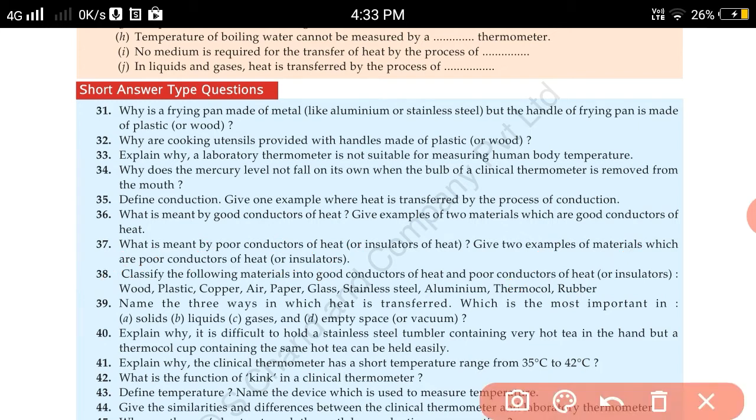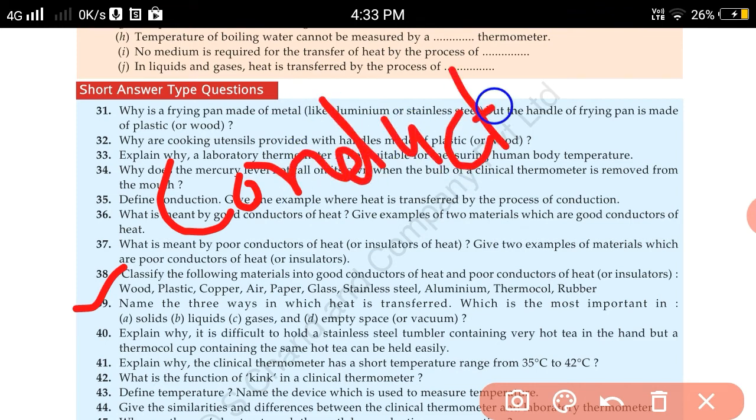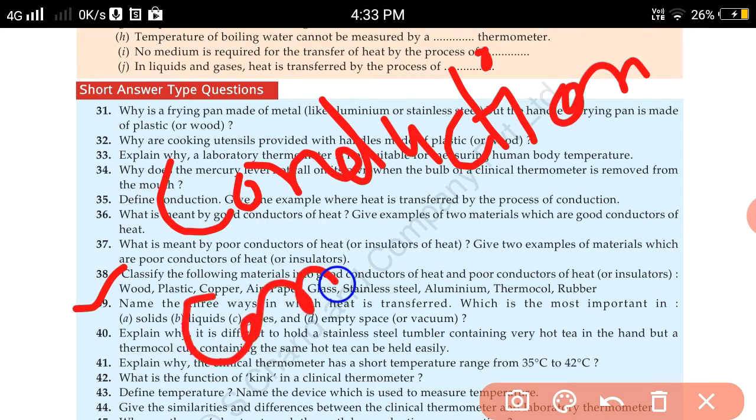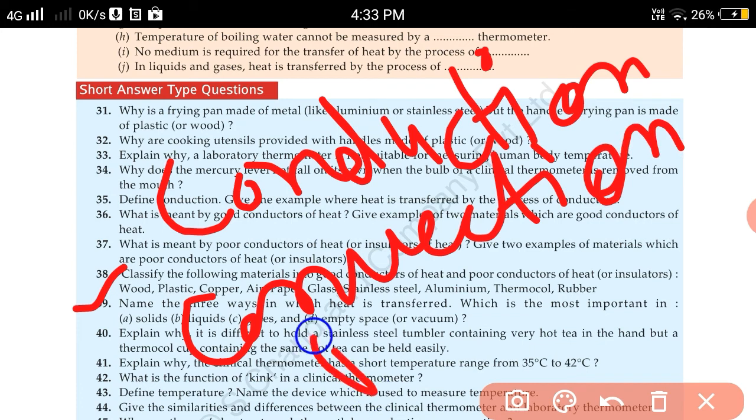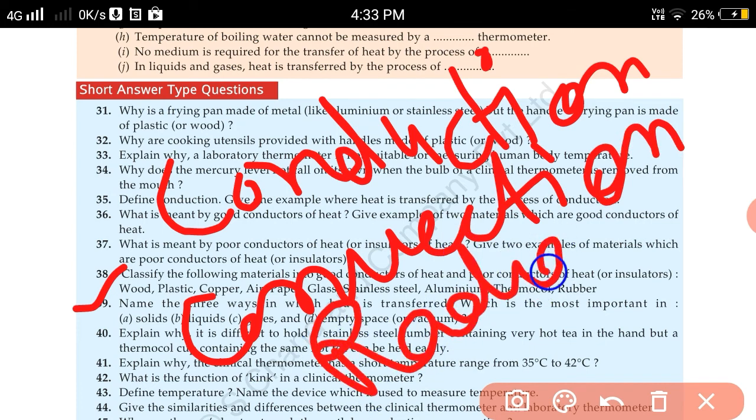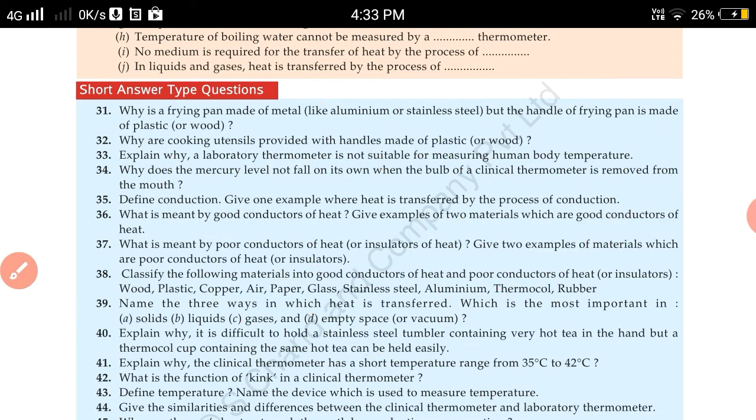And now come to question number 39. Name the three ways in which heat is transferred. Three ways. These are conduction, convection, and radiation. These are the three ways of heat transfer.